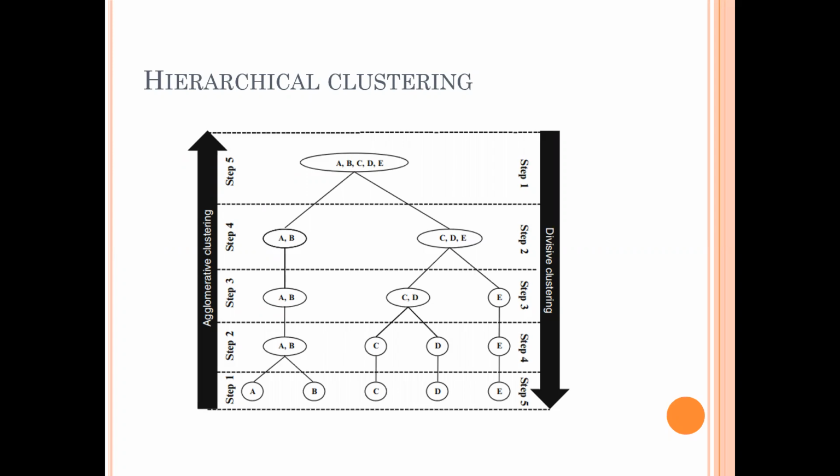I can create B on one side, and A, C, D, E on another side. C on one side, and A, B, D, E on another side. D on one side, and A, B, C, E on another side. And E on one side, and A, B, C, D on another side. These are the five options.